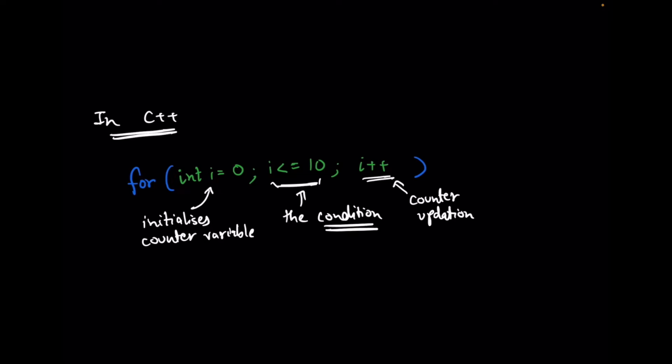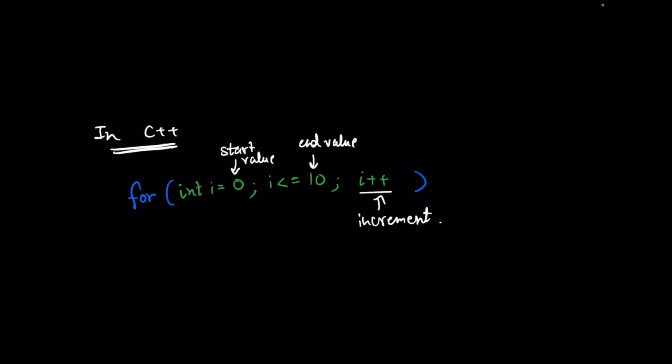But generally, the way for loops are used in C++ is like this: the first statement that actually initializes and declares your counter variable is where you give some starting value for the counter variable. Okay, so here it's 0. Then in the condition, you give some ending value for the counter variable, and then the updation statement is just a simple increment statement. Usually it is just I plus plus.